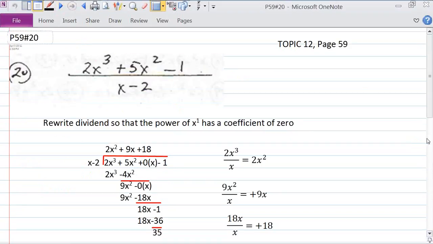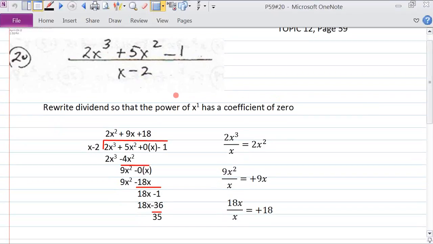So finally, on page 59, we're going to do 2x cubed plus 5x squared minus 1 divided by x minus 2. And we rewrite the dividend so that the power of x, see, I have a power 3, I have a power 2, but I don't have the power 1. So I'm just going to write 0x here. Right here, 0x. I just got to put it in because 0 times x is 0. Now you'll see why I do this in a second.